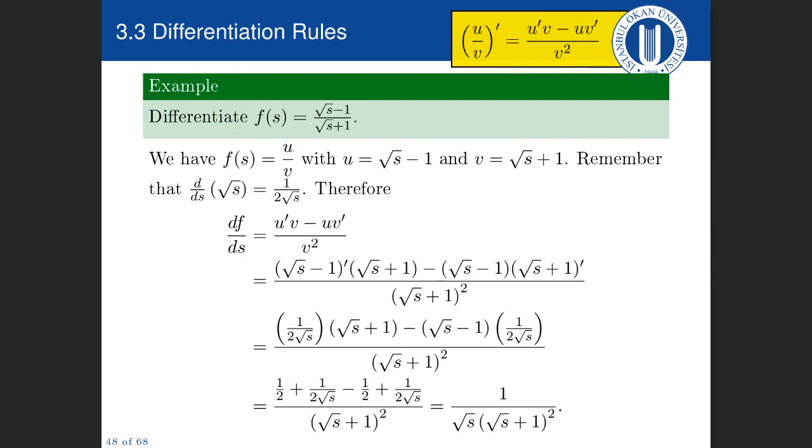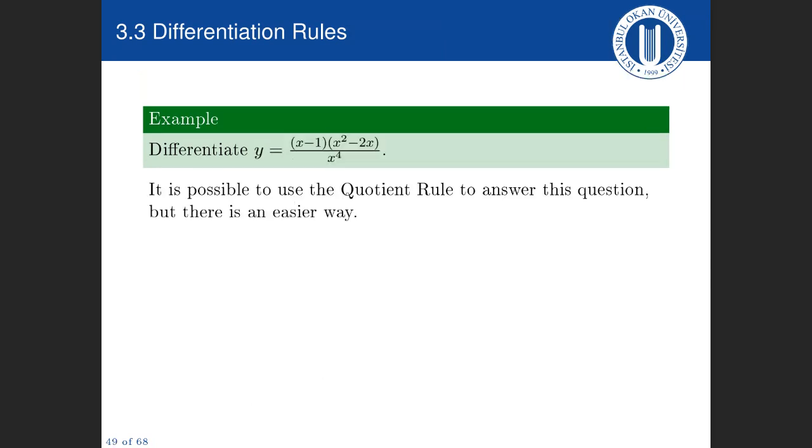Let's move to the next example. Differentiate y is equal to (x minus 1)(x squared minus 2x) over x to the power 4. Now again, we have a function divided by a function. So it's possible to use the quotient rule for this question, but there's an easier way. Quotient rule is not always the way that we want to answer these questions.